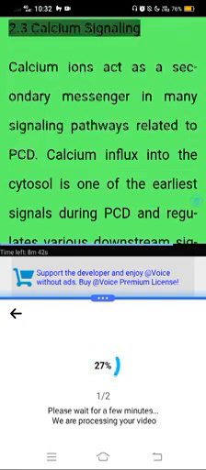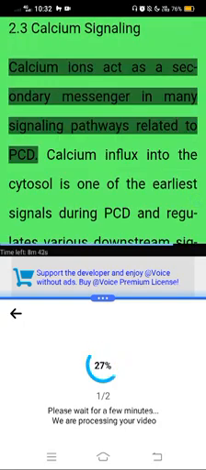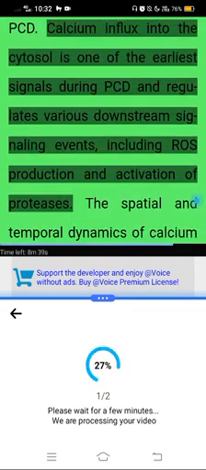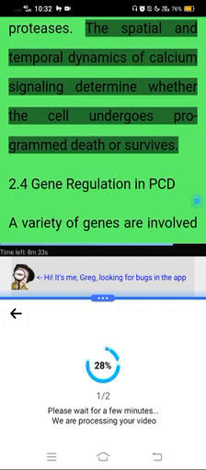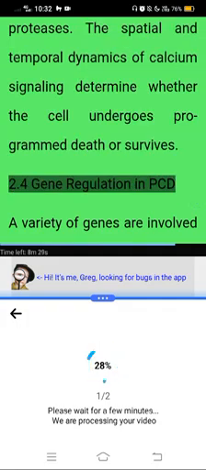2.3 Calcium signaling. Calcium ions act as a secondary messenger in many signaling pathways related to PCD. Calcium influx into the cytosol is one of the earliest signals during PCD and regulates various downstream signaling events, including ROS production and activation of proteases. The spatial and temporal dynamics of calcium signaling determine whether the cell undergoes programmed death or survives. 2.4 Gene regulation in PCD.